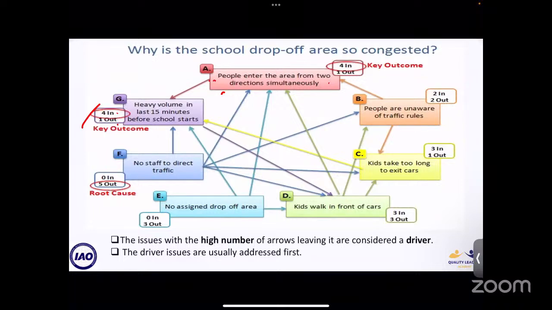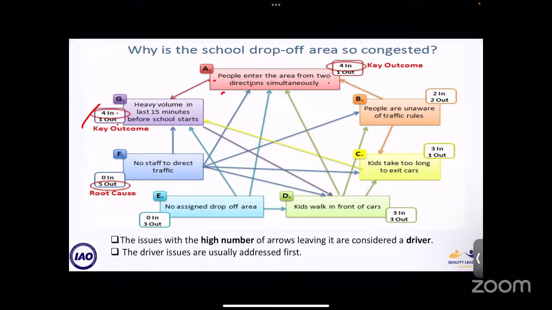Again, if a problem has four in and one out, heavy volume in last 15 minutes before school starts, it means this problem was caused by four other problems. So which are people enter the area from two directions simultaneously. Another problem is no staff to direct the traffic. Which one is here? No assigned drop-off area. And kids take too long to exit cars.